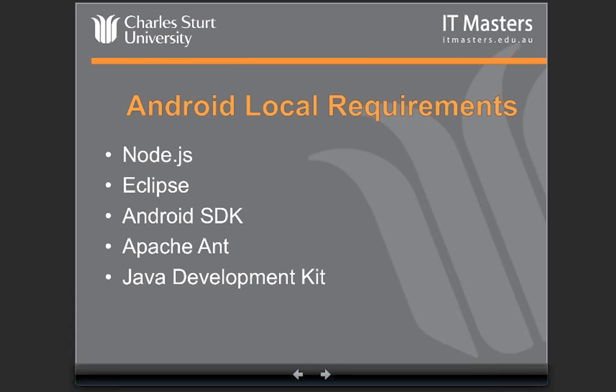You'll need Eclipse, which is the development environment. You'll need the Android SDK. We'll need something called Apache Ant, and we'll need the Java Development Kit. Now, the Android SDK will actually ship with Eclipse if you get the right version of it. It's quite important here. You can save yourself a lot of time if you get the correct version of Eclipse, which is already pre-set up for doing Android development.